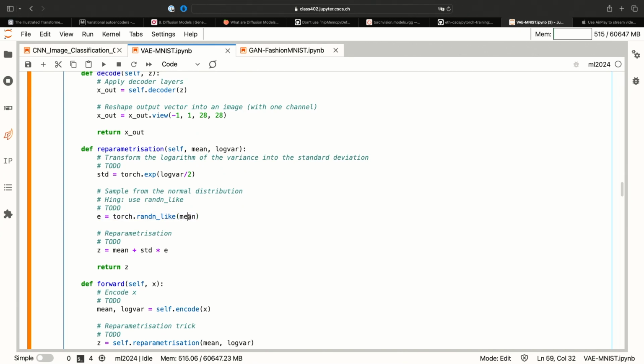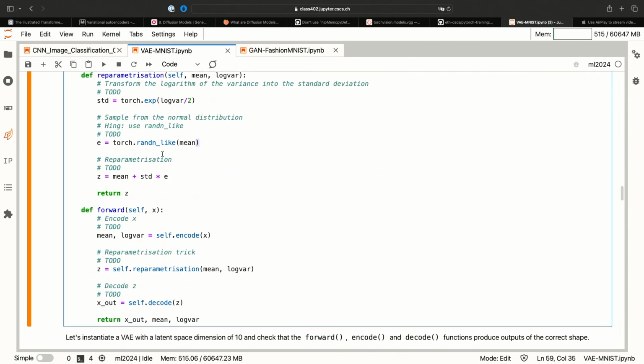Yeah, because this mean also has the batch size, so you need to take that into account. And this does it automatically because you're saying sample a tensor of the same shape. And then once you have this, you can do mean plus standard deviation times this random variable, and then this is your output, what you consider your latent space vector to be.